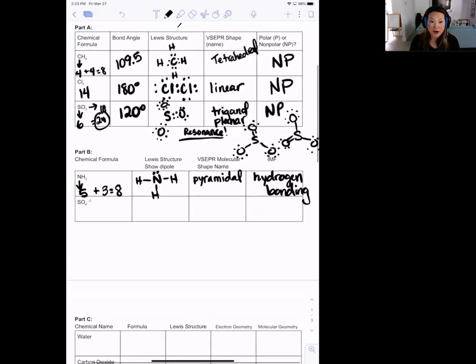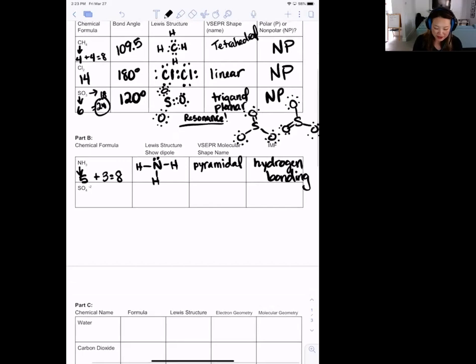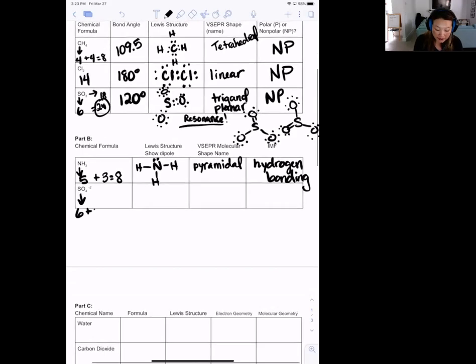Okay, SO4 2-, sulfate. This one's fun. So we've got a polyatomic ion. That means we're going to count the valence electrons, and then add 2 more because it's got a charge of -2. So sulfur has 6, oxygen each has 6. There's 4 of them, so it's going to be 24 plus 2. So we're going to have a total of 32 electrons to play with.